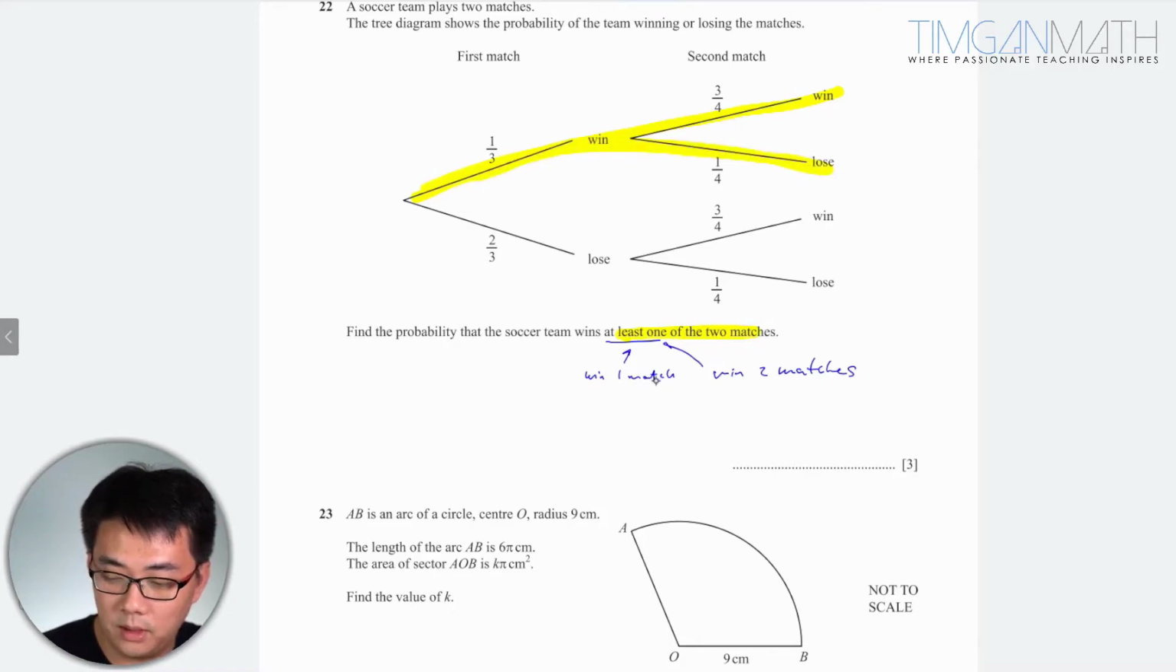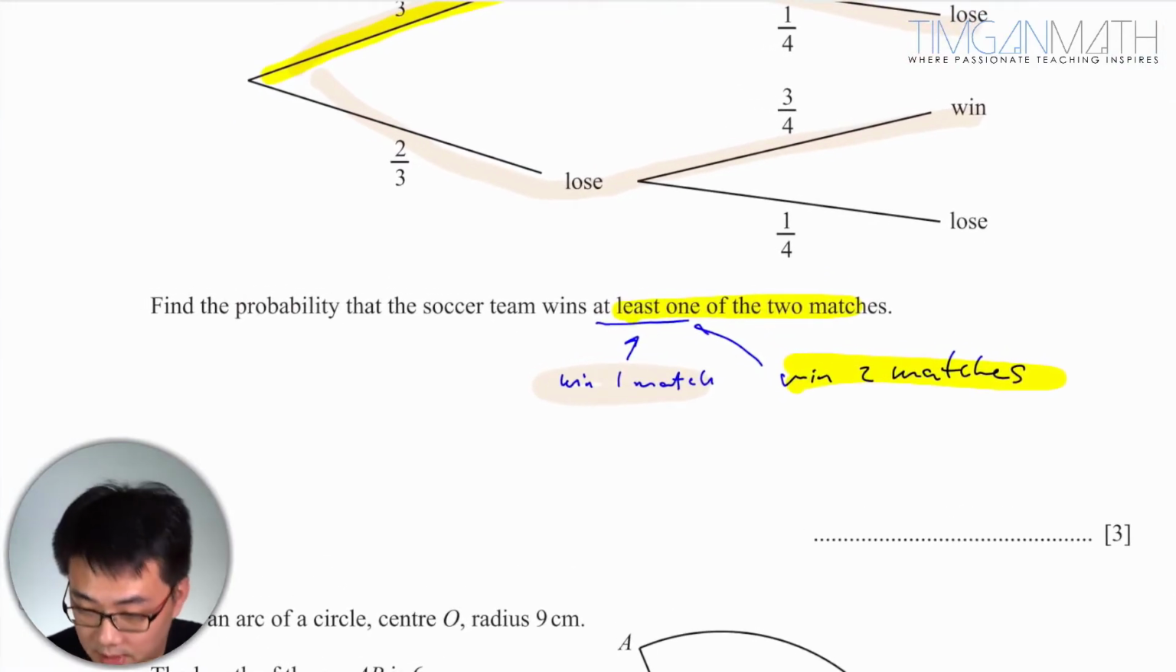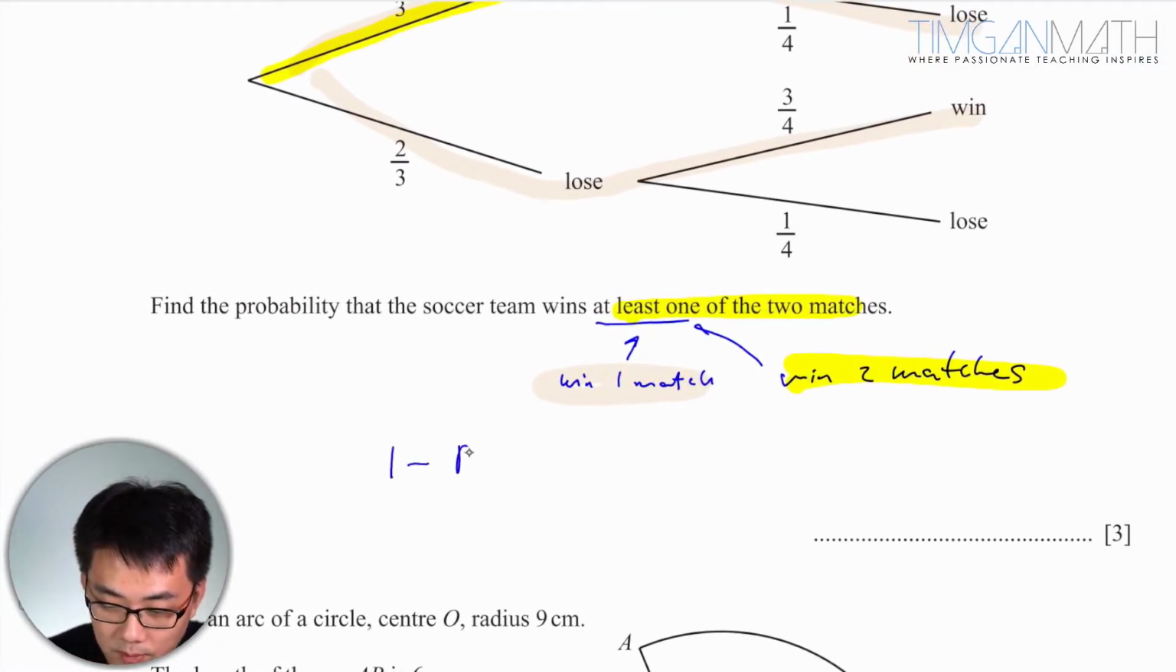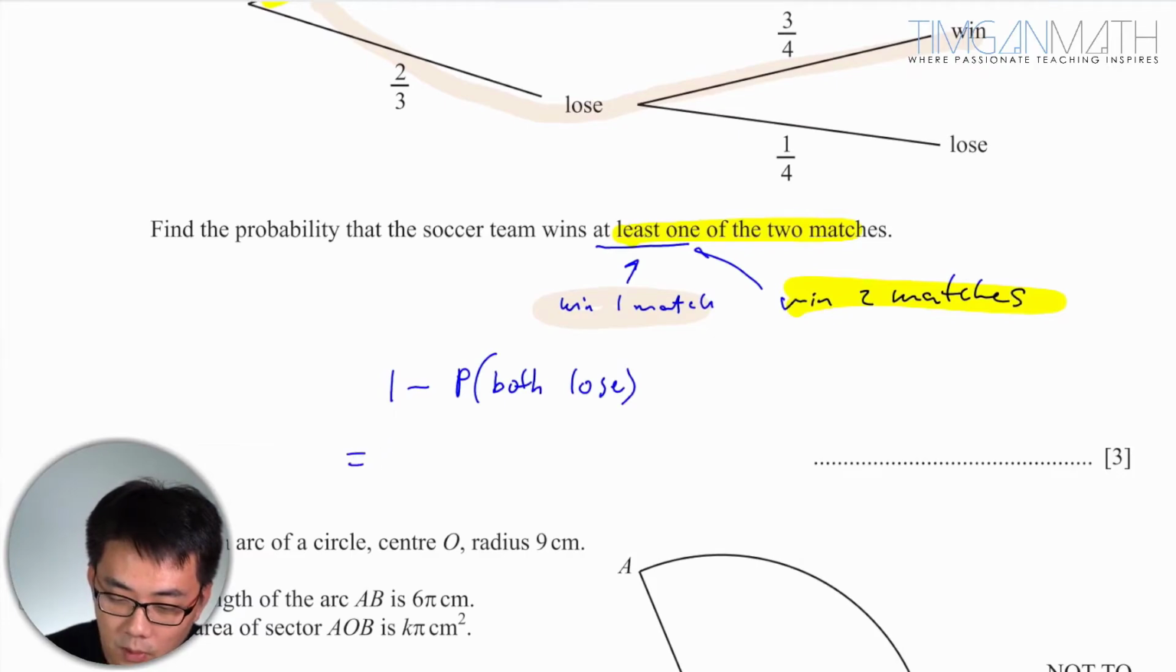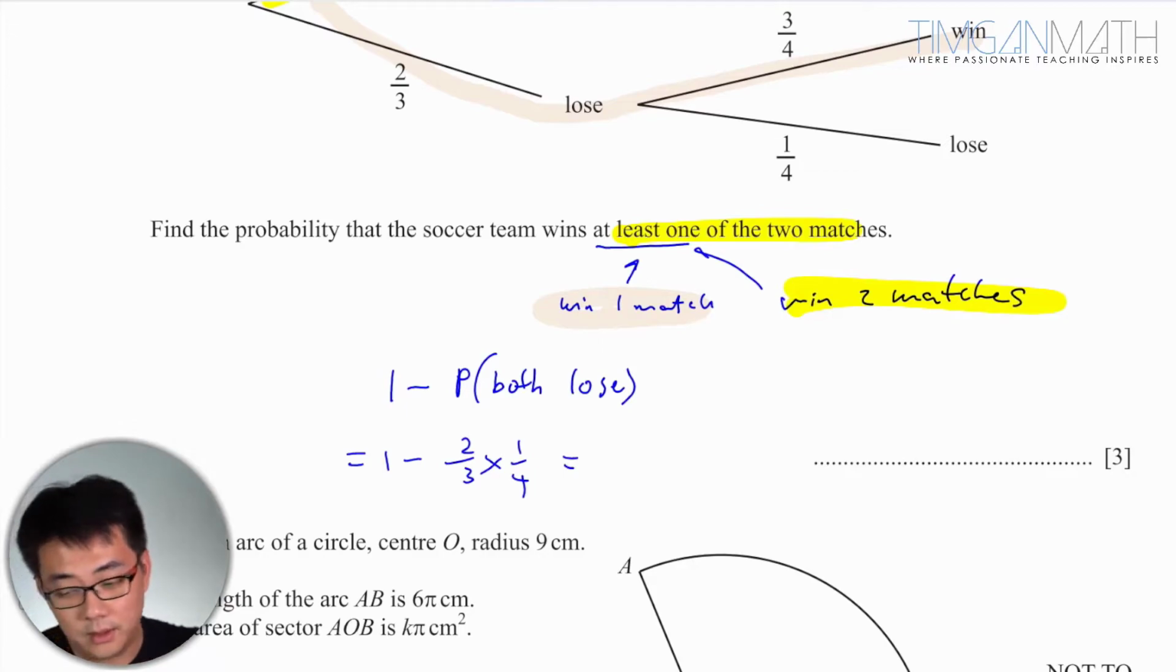So this branch here satisfies this condition, and also this branch here because it wins 1. Maybe I should color code it differently. Win 2 matches as well. So this will be win 1 match and win 1 match here. So all except for this branch here. What I prefer to do is actually use the complement rule. I'll just take 1 minus both lose. You could also just add all the branches up, but both lose will just be 1 minus 2/3 multiplied by 1/4. And that will give us 5/6, yep, 5/6.